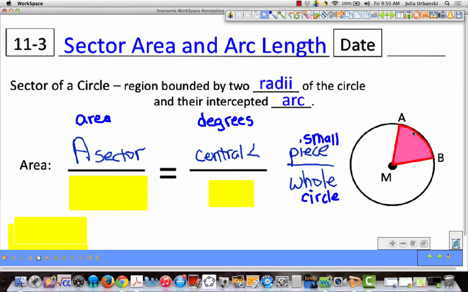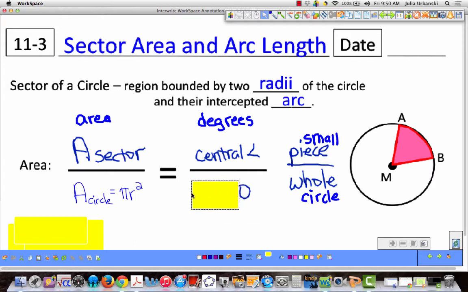Now think about the whole circle. Things we know about the whole circle. Area. Think about what you know about the area of a circle. Pi r squared. That's what goes right down there, the area of the circle. But then think about degrees of a whole circle. You know how many degrees that is. An entire circle has degrees of 360. So that's what we're going to set up in order to be able to solve. So look at the example, keeping all of this in mind.